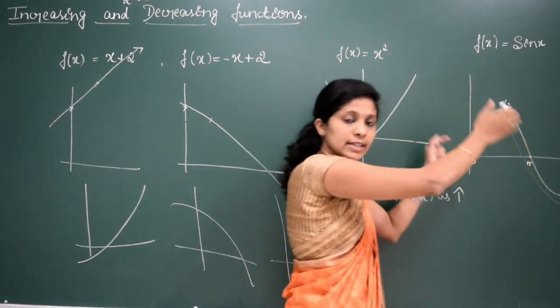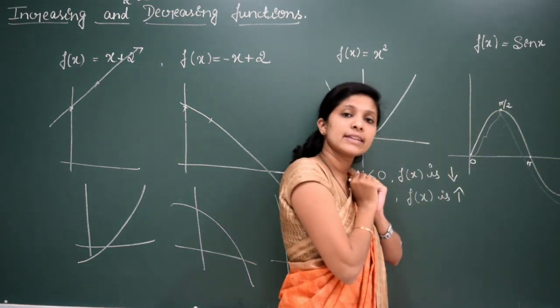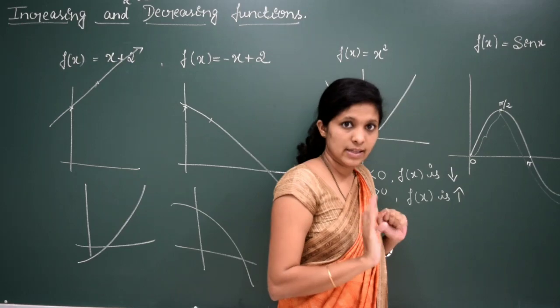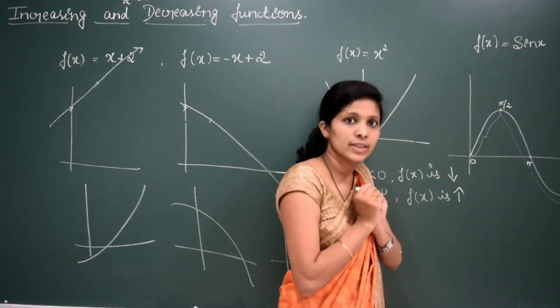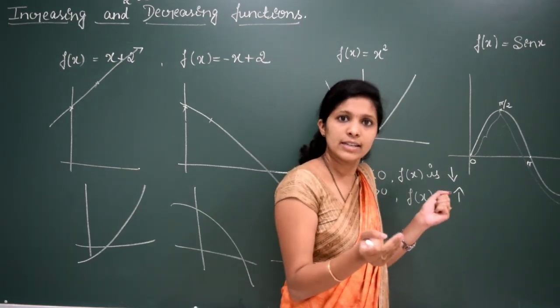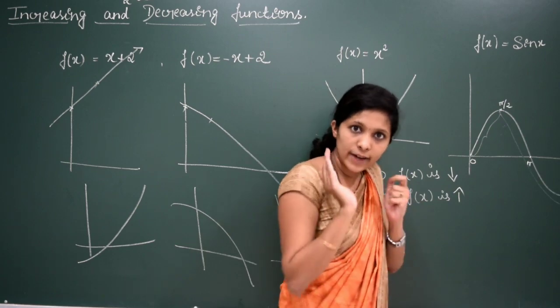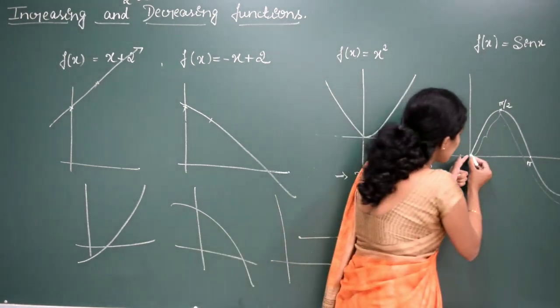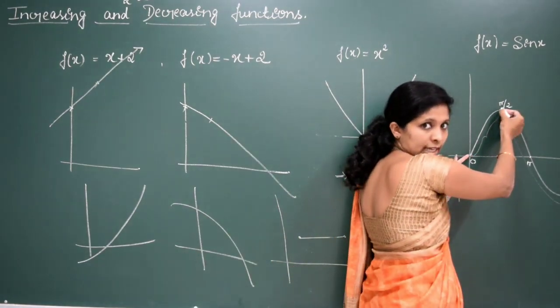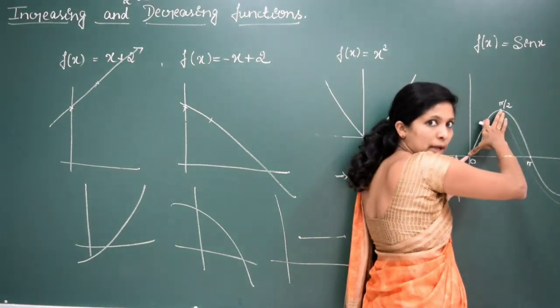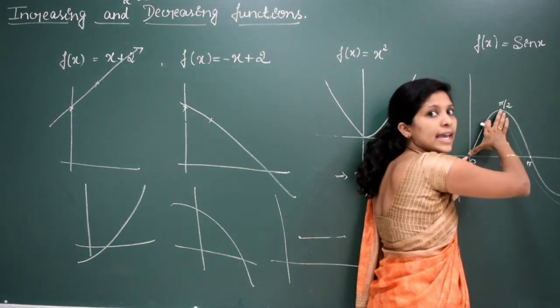So if you consider the graph of a sine function, it is neither increasing nor decreasing. But if you consider an interval, then you can say whether the function is increasing or decreasing, right? If I consider the interval from 0 to pi by 2, the sine function is increasing.